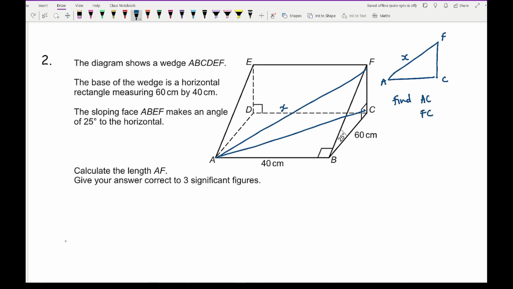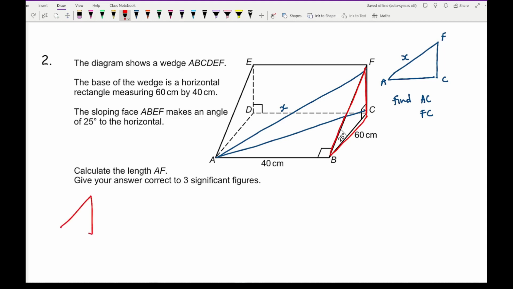Or I could work out one of the angles to then work out what X is, but I think the angle is going to be a little bit more difficult to do. So let's look at finding A to C. If I discover another right angle triangle, here's a right angle triangle I could use to find F to C. So let's do that first.